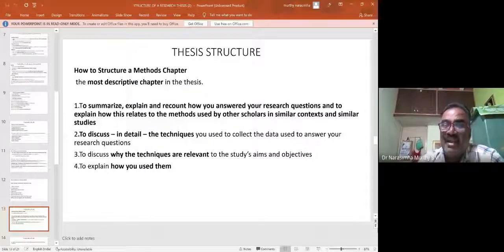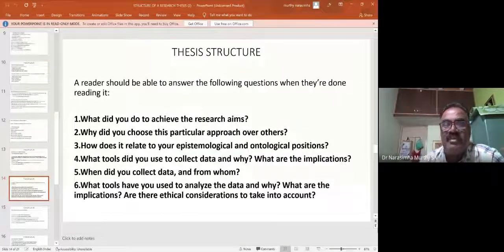Not only that, you should explain how you have used them effectively. You have to justify your theoretical framework, the selection of theoretical framework. So when you structure a methods chapter, you should follow some of these things. After reading this, people or the reviewer should be able to understand what you did to achieve your research aims, or how you achieved your research aims. Why did you choose this particular approach over others?